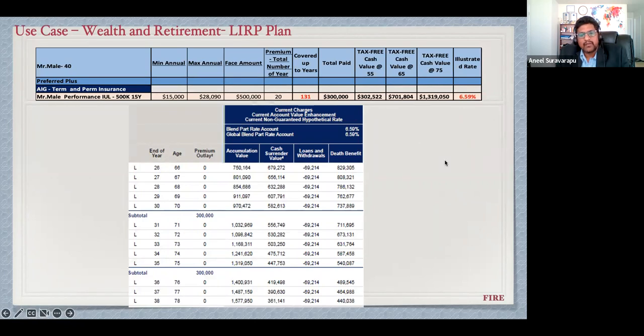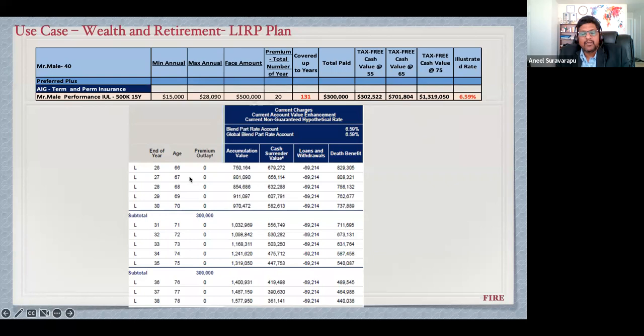This is how life insurance can be used for wealth and retirement. These plans are called LARP plans. Suppose a person is 40 years old in the 50 plus health category, and he contributes close to 15,000 per year, for maybe 20 years. The policy covers him to 131 years, and the total contribution for this policy is close to 300K. See the values at the ages of 55, 65, 75: close to 75K, and there is 1.3 million dollars. Those are the numbers.